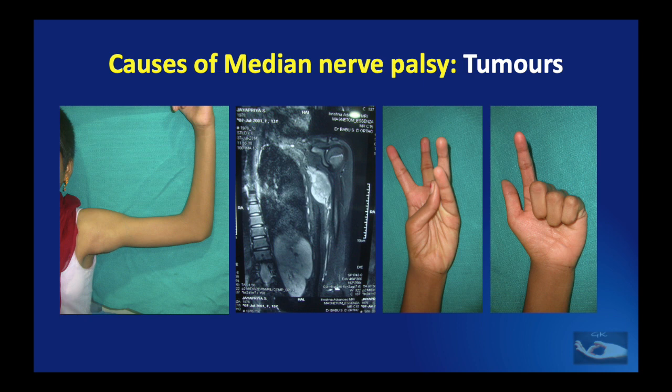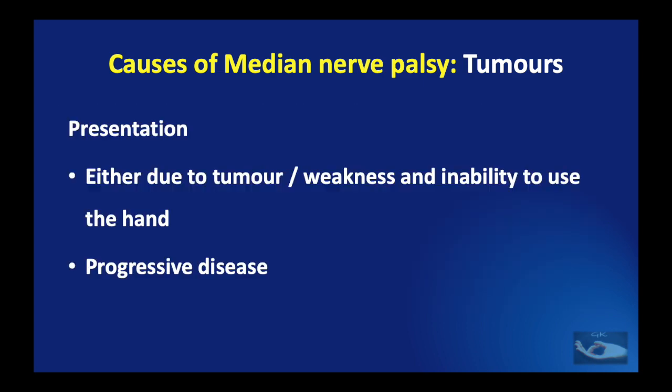Tumors around the nerve or in the nerve can cause involvement of the median nerve, as in this example of a young girl with an embryonal rhabdomyosarcoma of the median nerve at the level of the axilla, presenting with a high median nerve palsy. In such patients with tumors, the presentation could be either due to the tumor or weakness and inability to use the hand, and evidence of progressive disease.